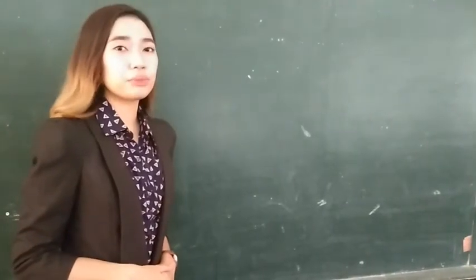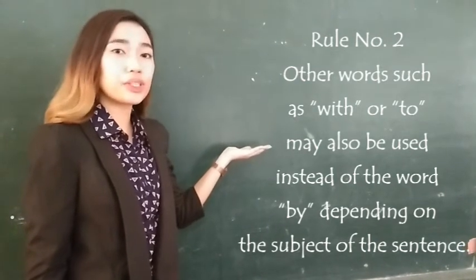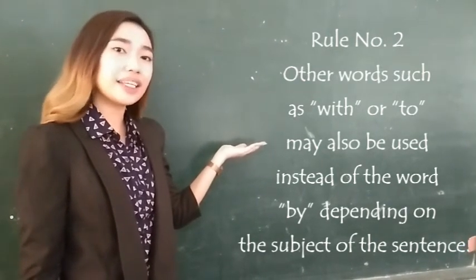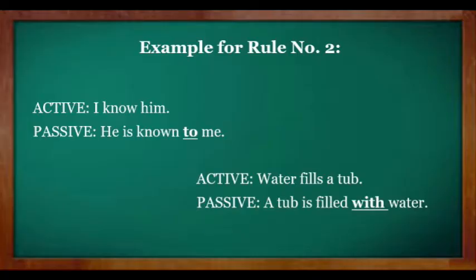Rule number 2. Other words such as with or to may also be used instead of the word by, depending on the subject of the sentence. Examples. I know him is an active voice. He is known to me is a passive voice. Water fills a tub is an active voice. A tub is filled with water is a passive voice.